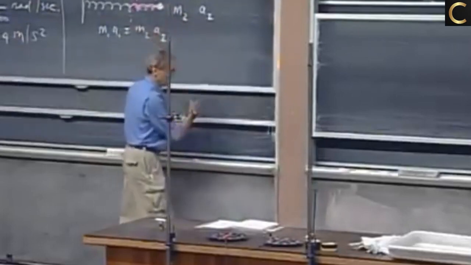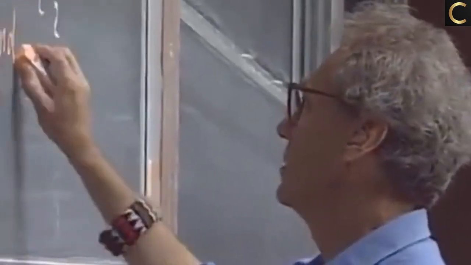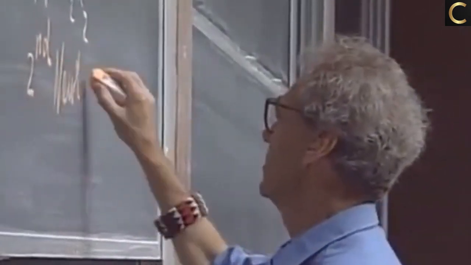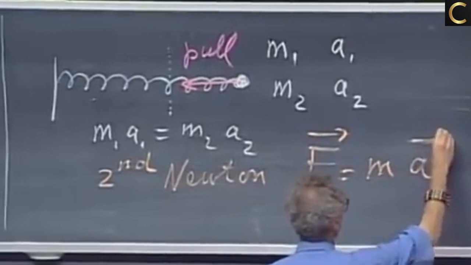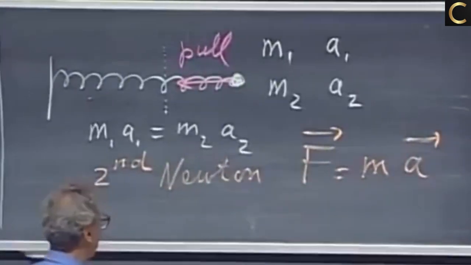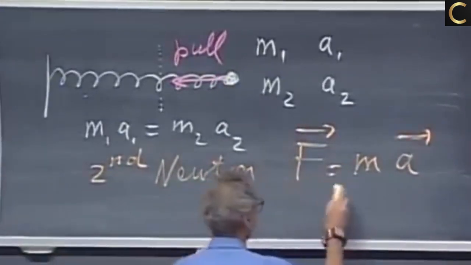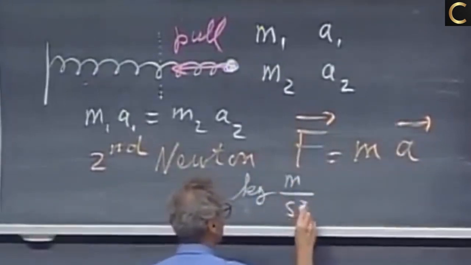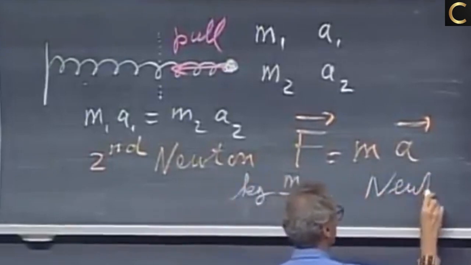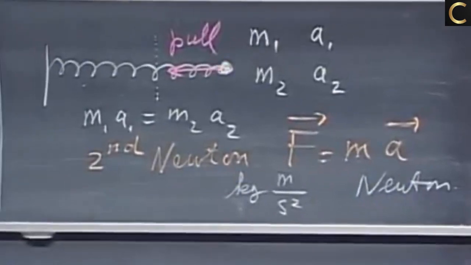And so now we will write this in all glorious detail. This is the second law by Newton. Perhaps the most important law in all of physics, but certainly in all of 801. F equals ma. The units of this force are kilograms times meters per second squared. In honor of the great man, we call that 1 Newton. Like the first law, the second law only holds in inertial reference frames.